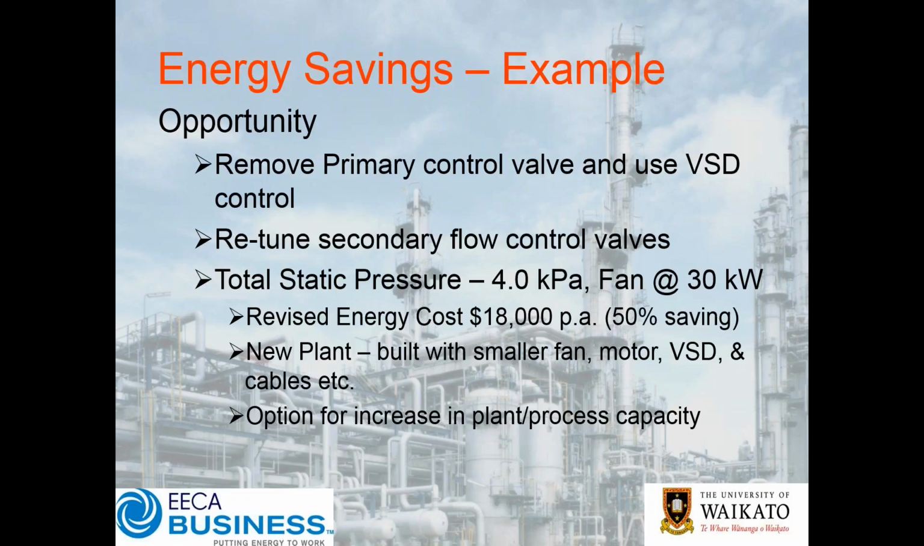Okay, so what was the opportunity? Well, first and foremost, with the use of the VSD, there was absolutely no reason for the inlet dampers or the primary control valves. So by opening them up, and in some cases removing them, and then using the VSD to tune the fan, we were able to look at retuning the secondary flow control valves, and as it turns out, there was sufficient back pressure in the system that they weren't needed either. Our total static pressure drop went from 7.8 to 4 kPa for the same flow rate. As a consequence, the power went from 60 kilowatts to 30 kilowatts, a 50% saving of $18,000 per annum.